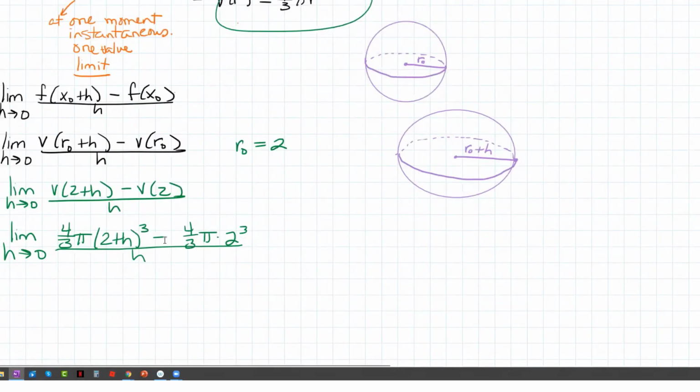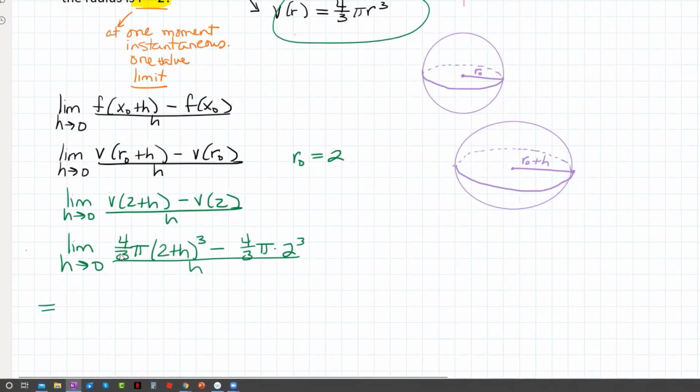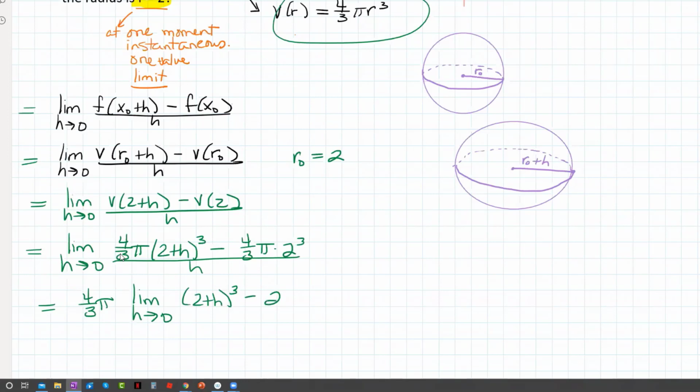Okay, now just to make this a little easier to look at, remember that we can factor that 4/3 pi in the numerator. We can factor that out. We can actually bring it through the limit because of our limit laws. You don't have to do that, but I think it'll make it a little easier to deal with. So we're going to put 4/3 pi out front. Limit as h goes to 0. And we have 2 plus h cubed minus 2 cubed divided by h.